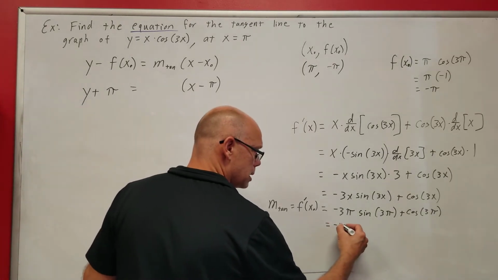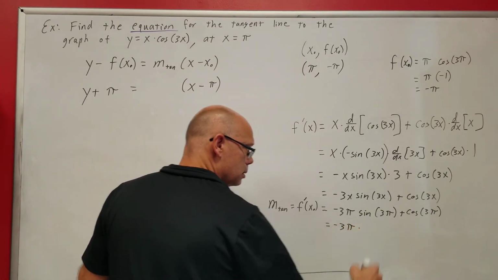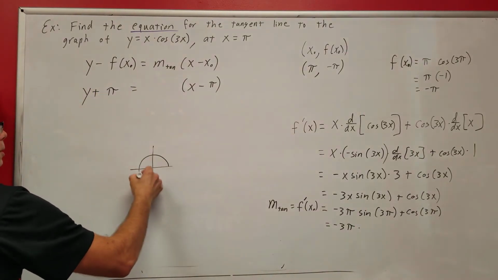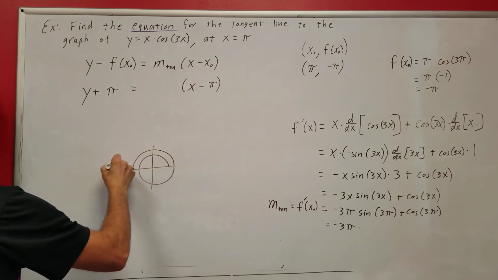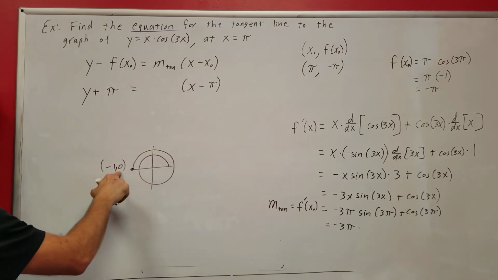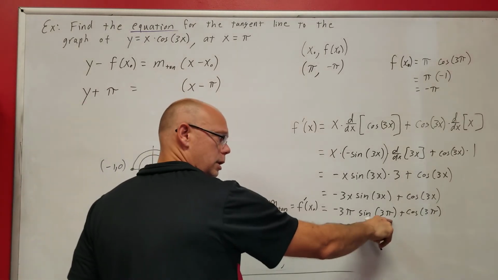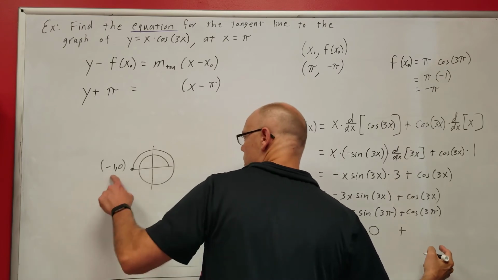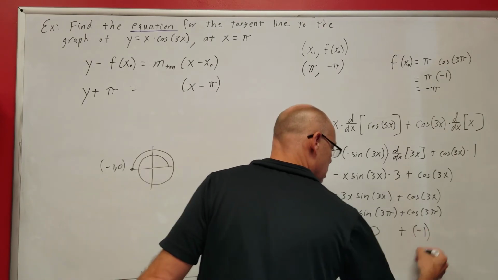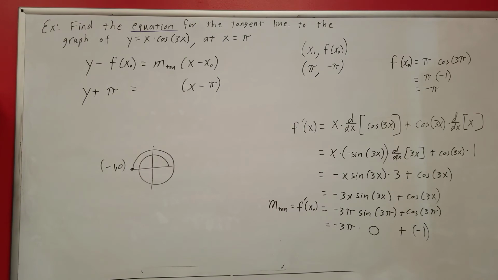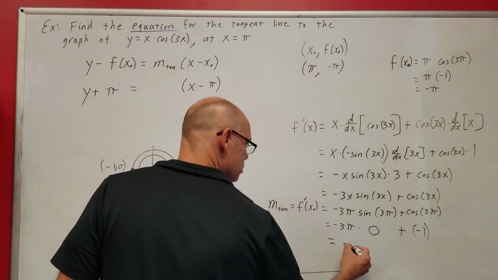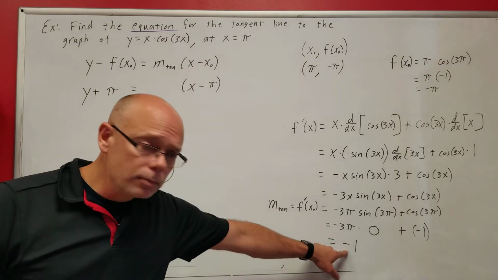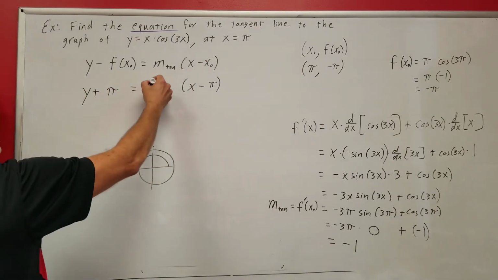Let's simplify this. Negative 3 pi, what's the sine of 3 pi? Think about where you had to get on the unit circle: 2 pi and then 3 pi. I'm at the point negative 1 comma 0. So what's your sine there? 0. So this whole thing turns into 0. Plus, what's the cosine of 3 pi? We said a little while ago it was negative 1. If you clean this up, that gives you just negative 1. So what's m tan equal to? Negative 1. So m tan up here I'm going to call negative 1.